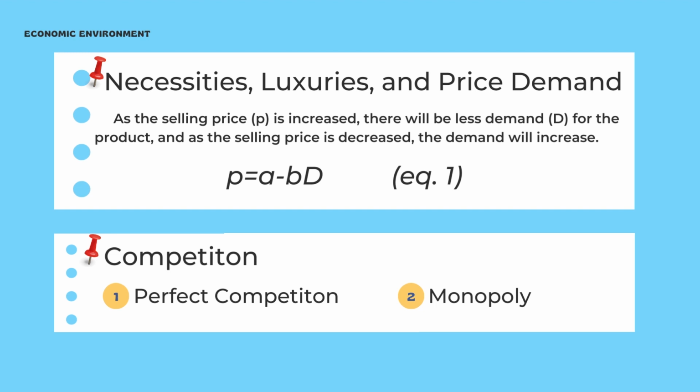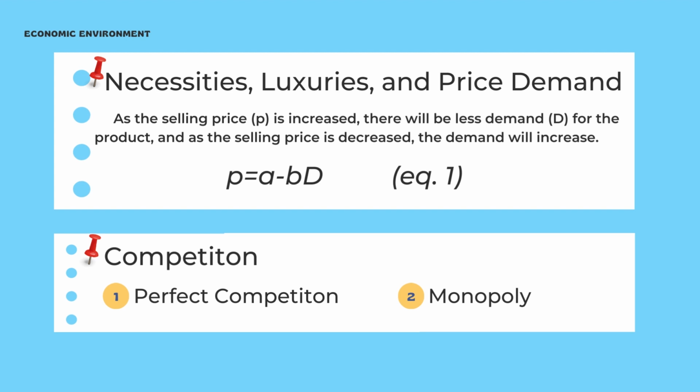Next, we have the competition. There are two types. First is the perfect competition. It occurs in a situation in which any given product is supplied by a large number of vendors and there is no restriction on additional suppliers entering the market. There is a complete freedom on the part of both buyer and seller. However, this may not occur in actual practice.